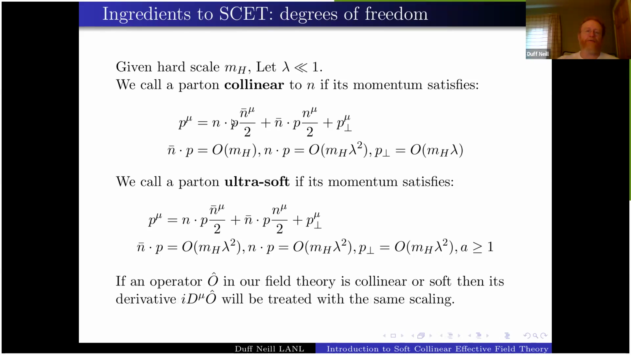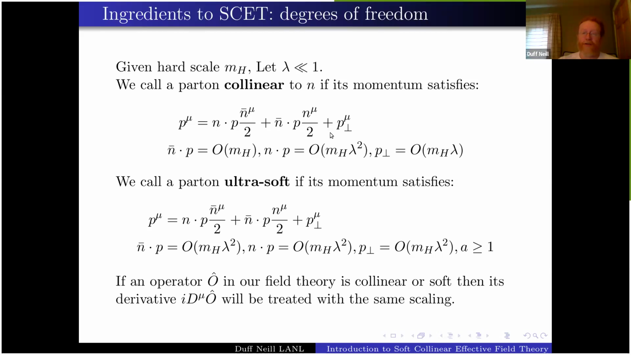If I look at the different components for ultrasoft versus collinear, I find that if I were to add an ultrasoft momentum in the n-bar direction to my collinear, then I'm going to get a suppression that's of order lambda squared. In other words, n-bar dot p is of order one for my collinear, but n-bar dot p for my ultrasoft is order lambda squared. And so when I add these two components together, I would always drop my ultrasoft.